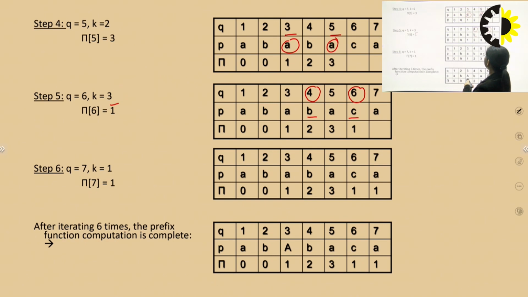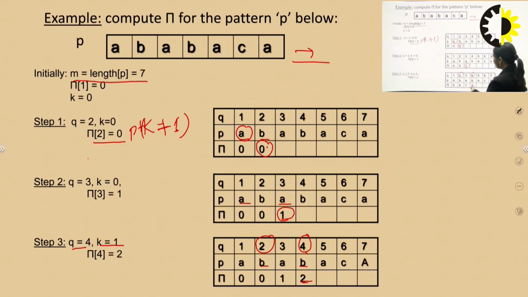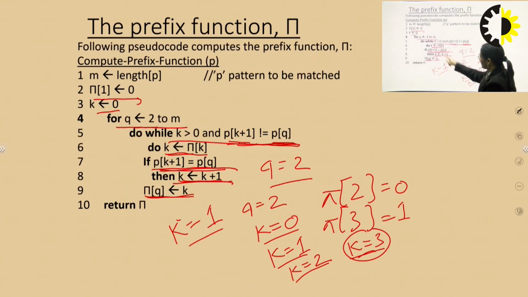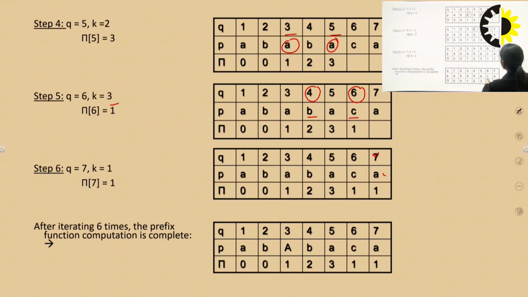So the value of pi K, meaning pi 6, equals 1, because we have set the value of K as 1 according to this law. Then again we have to move forward and go to Q equal to 7, and we have set K equal to 1. So that means we have to compare Q7 with Q2. This also doesn't match.